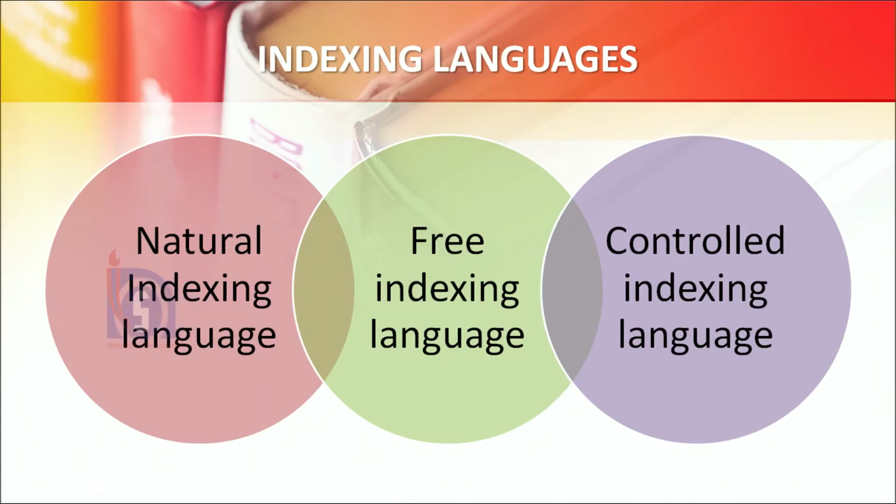Now we will discuss various types of indexing languages. We can classify indexing languages in three aspects. First is the natural indexing language, second is the free indexing language, and third is the controlled indexing language. The natural indexing language is a type of language where any term from the documents in question can be used to describe the document. In free indexing languages, any term, not only from the document, can be used to describe the document. In controlled indexing language, only approved terms can be used by the indexer to describe the document.